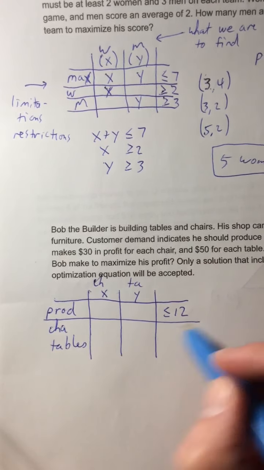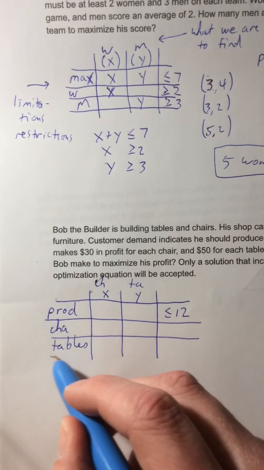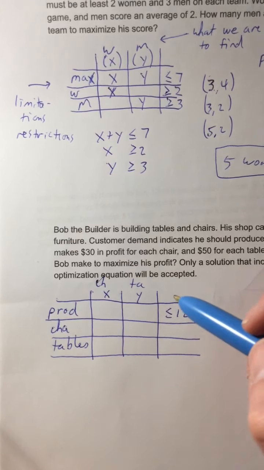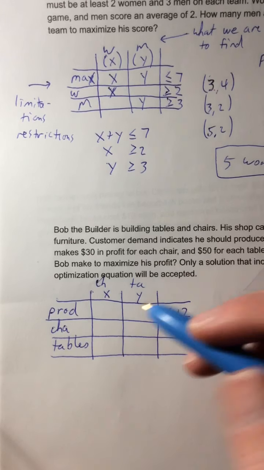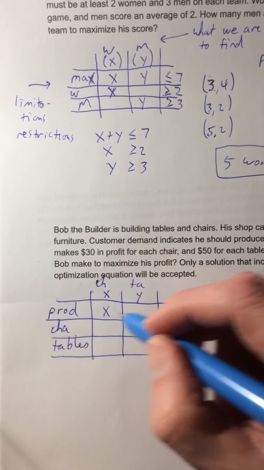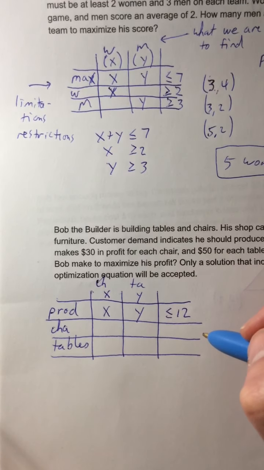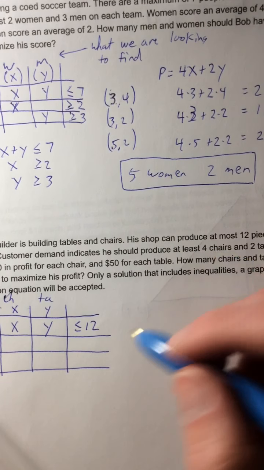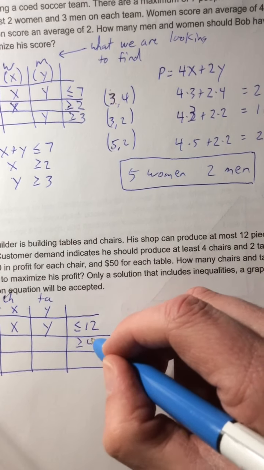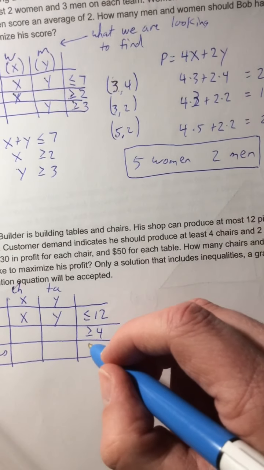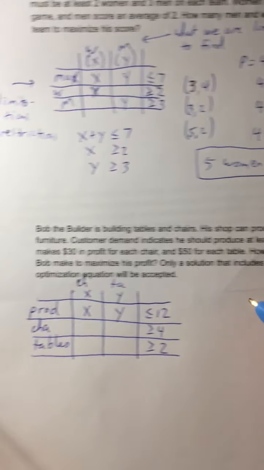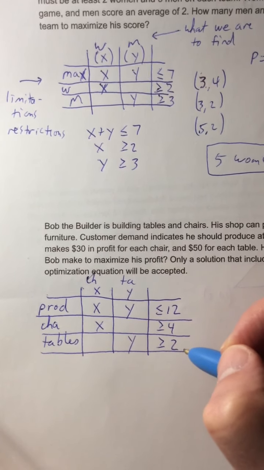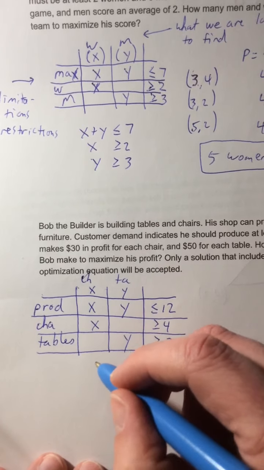So we're going to finish up our table here. And so we know he's producing chairs and tables, and he can only make 12 of them. So really, the number of chairs plus the number of tables has to be less than or equal to 12. And it says that the number of chairs has to be at least 4. And the number of tables has to be at least 2. That's the number of chairs, that's the number of tables. And we have our inequalities all ready to roll here.